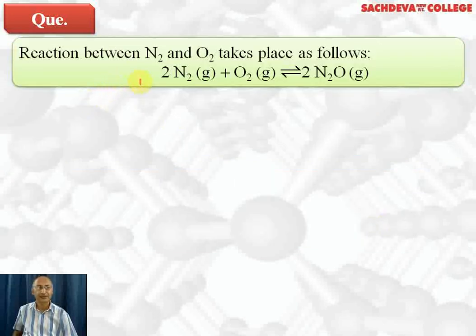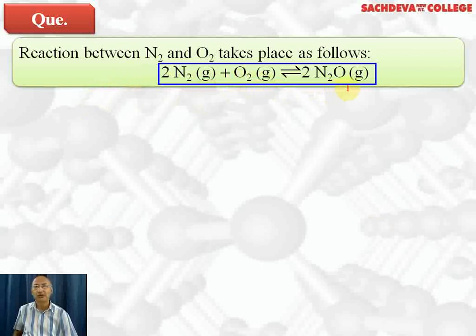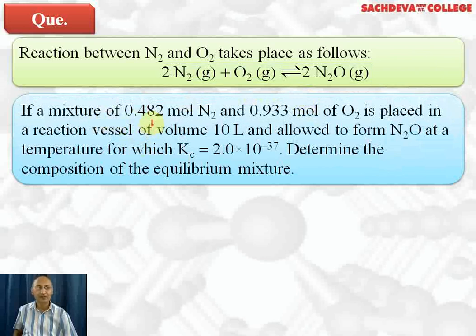Next we are taking the reaction between nitrogen and oxygen, which takes place as follows. 2 moles of nitrogen gas react with oxygen gas to form 2N2O gas. N2O gas is called dinitrogen oxide or nitrous oxide. It is also called laughing gas because it attacks the nervous system. If a mixture of 0.482 moles of nitrogen and 0.933 moles of oxygen is placed in a reaction vessel of volume 10 liters and allowed to form N2O at a temperature for which Kc is 2 into 10 to the power minus 37, determine the composition of equilibrium mixture.